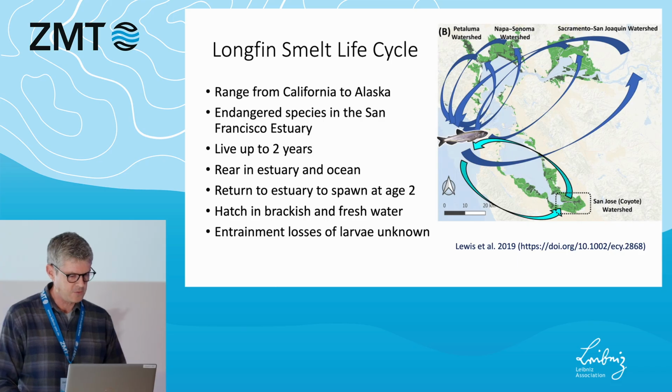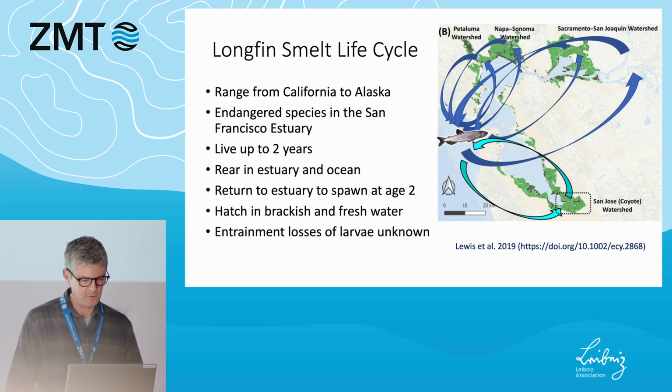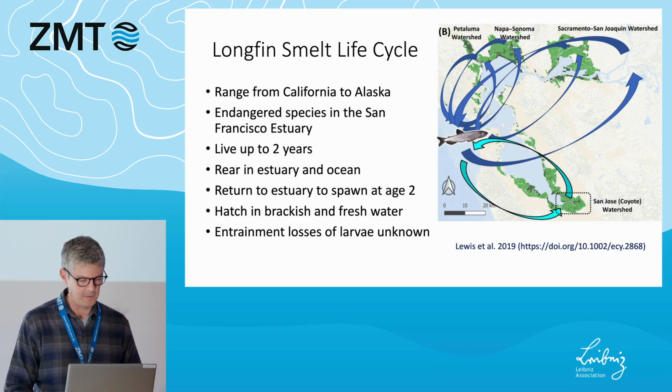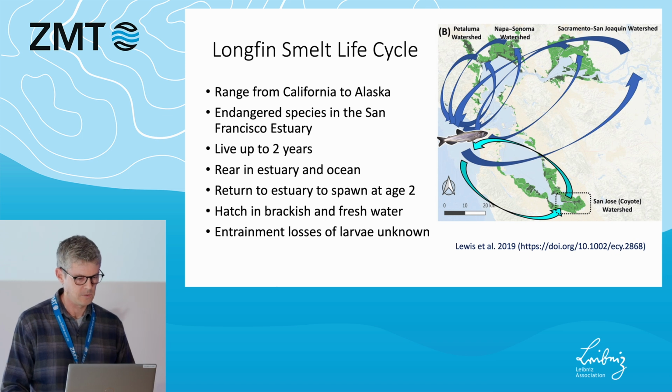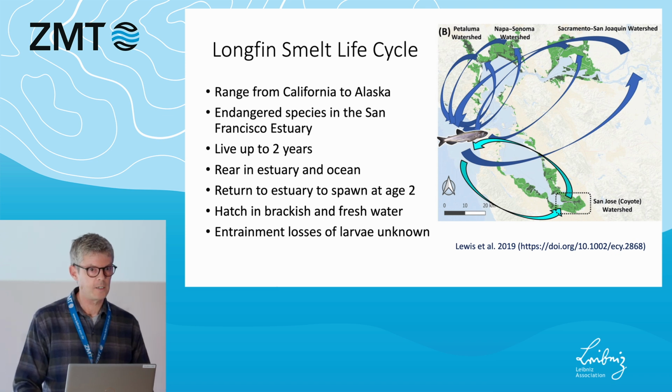Okay, so longfin smelt life cycle, they range from California to Alaska, and they're listed as an endangered species in the San Francisco estuary. They live up to 2 years, and they rear in the estuary and in the ocean. As adults, they're mostly in the ocean, and they return to the estuary to spawn at age 2. They hatch in brackish and freshwater, but their eggs have never been observed in the wild, so we don't know exactly where. What motivates this project is that the entrainment losses to water diversions are unknown and thought to be potentially significant.